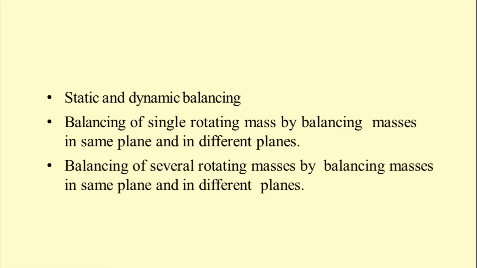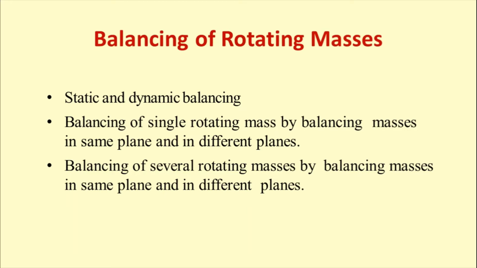For balancing of rotating mass, we know that there are basically two types: one is static and one is dynamic balancing. Now, balancing of a single rotating mass by balancing masses in the same plane and in different planes is done, and balancing of several rotating masses by balancing masses in the same plane and different planes is also done accordingly.